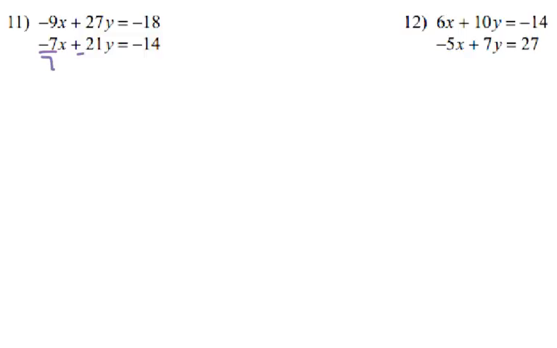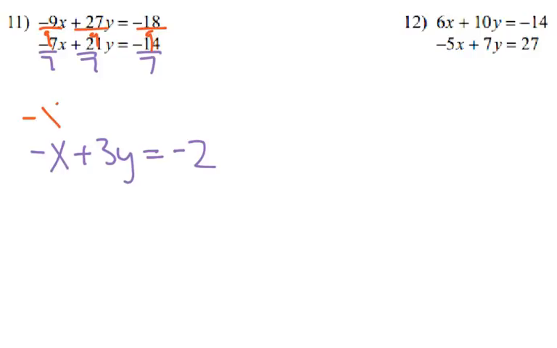So I could divide these all by 7, giving me negative x plus 3y equals negative 2. Oh, worked out. And this one we could divide by 9, and it's going to work out too. This very rarely happens, but I'll show you what it looks like when it does. So we get negative x plus 3y equals negative 2. Oh, and look what happens. They become the exact same number.